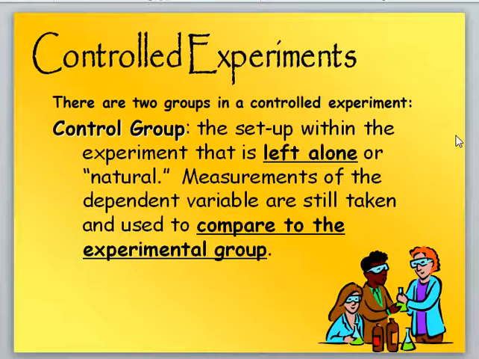In a controlled experiment, and it's always good that your experiments are controlled, there are 2 groups. There's the control group, which is the part of the experiment that is left alone or left natural, but you still take all of the measurements for that group, and you use this to compare it to the experimental group.